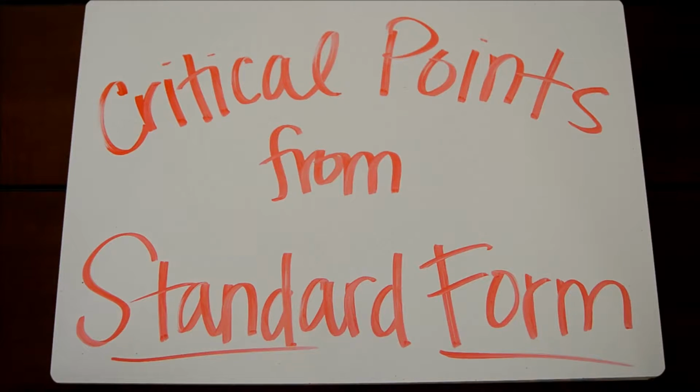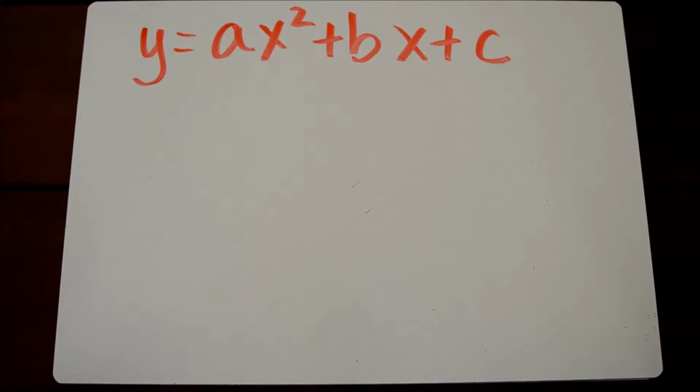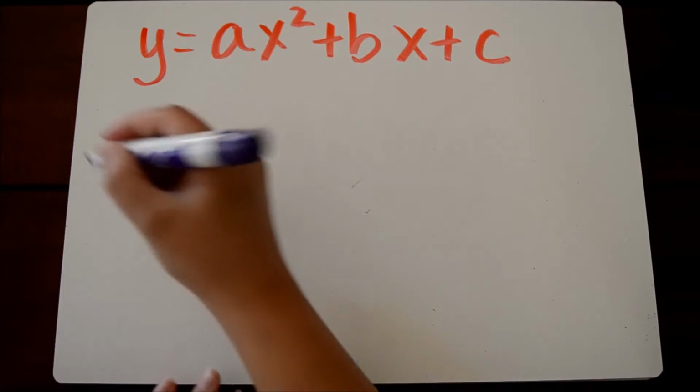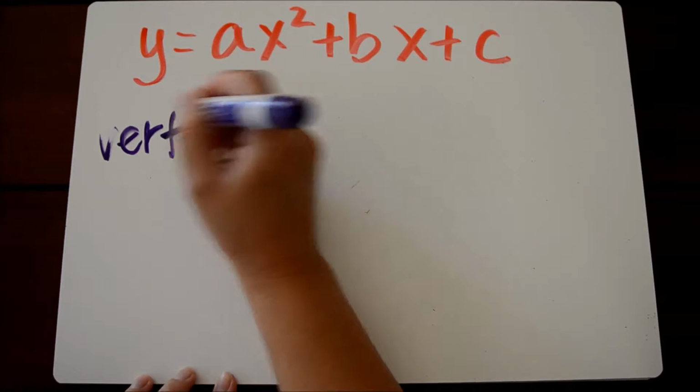Today our lesson is on finding critical points from standard form. Let's review what standard form looks like. Here we have the quadratic standard form. The first thing we're going to learn how to find is the vertex.